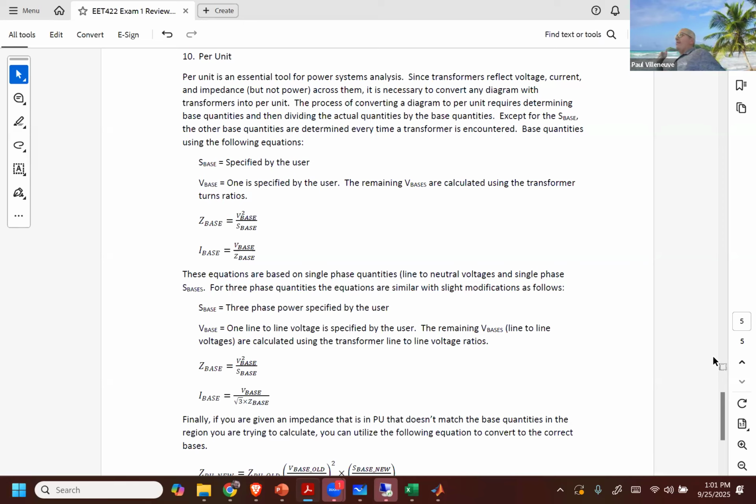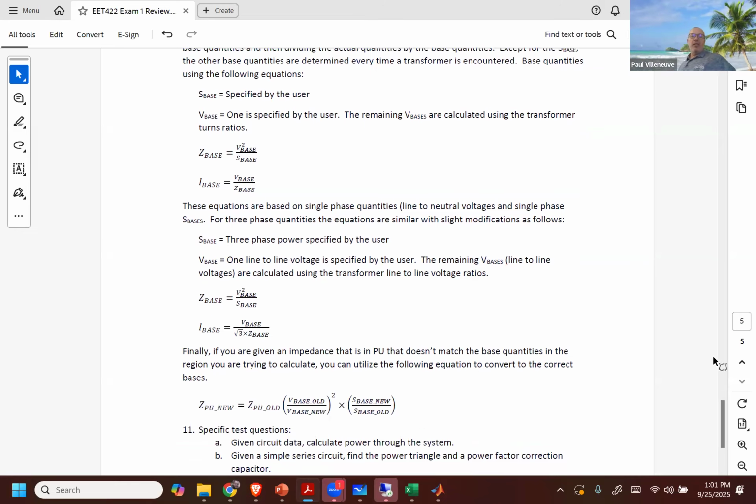If you have impedance data that's given to you in per unit, then you're going to use this conversion here on the bottom, right? That's the one that I would just copy onto your note sheet, to convert from old base quantities to new. Super duper helpful.